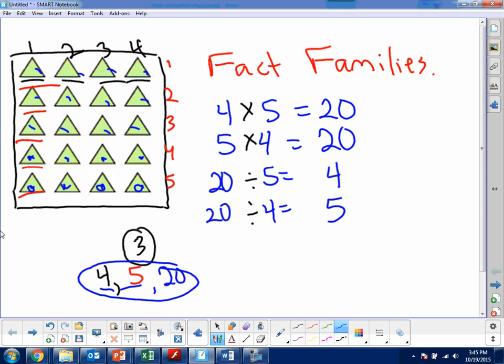Now the second step we can do here is, what if I took some of these numbers out and replaced them with variables or unknowns? You might be thinking to yourself, Mr. A, I can't do this. I don't know what that box is going to be. Well, yes, you do if you understand what the fact families are. We have 4 times some number equals 20. Well, I know that 5 times 4 equals 20, so this must be 5. And I know that 20 divided by 4 equals 5, so that means 20 divided by 5 equals 4.